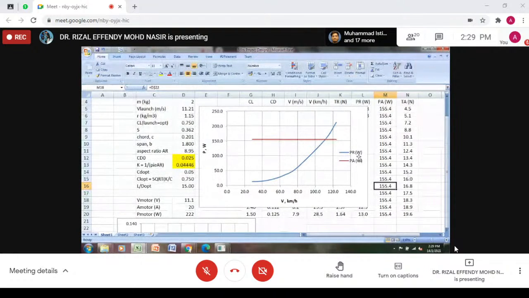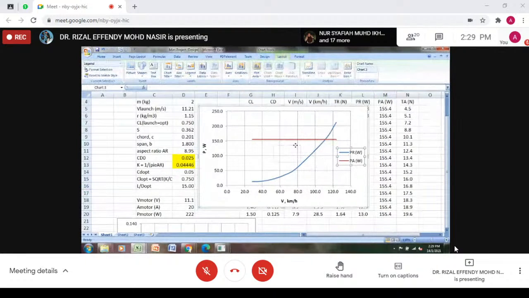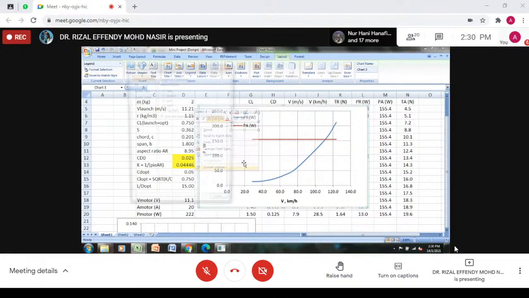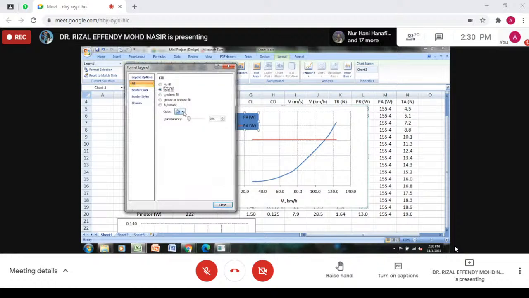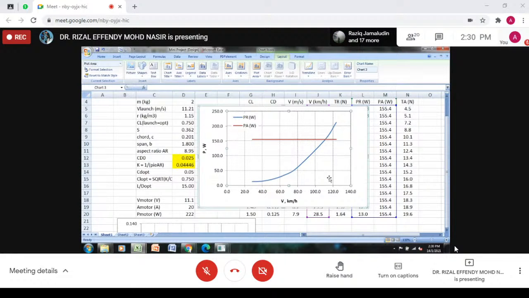Okay. So that's the available power. This is the power required. Benda ni tak semestinya duduk luar. You can have it inside here atau you can have it here. This is a place where you don't want to read. Kalau you rasa transparent ni tak sesuai, you boleh format legend, fill, solid fill with the white color. There you go. You nampak clear kan kat mana. So from here, kita boleh nampak what will be the maximum speed.